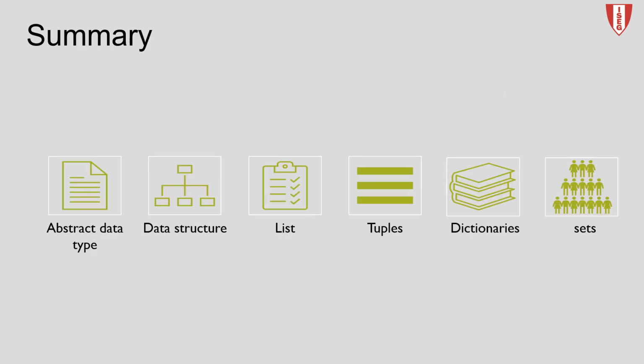Summarizing, I talked about abstract data types. I also talked about data structures and distinguished between primitive and non-primitive data structures. Then I briefly talked about lists, tuples, dictionaries, and sets.